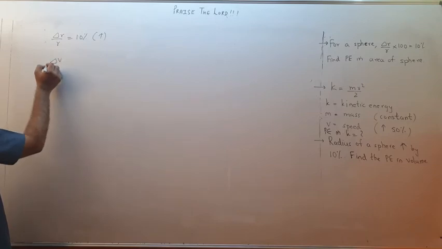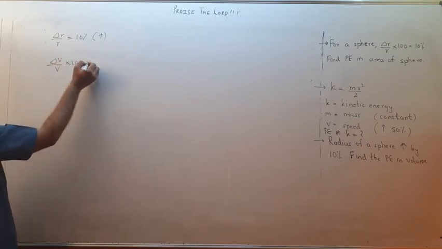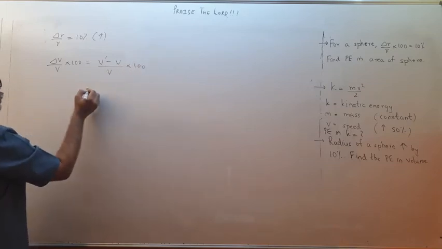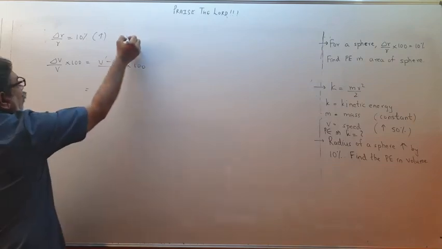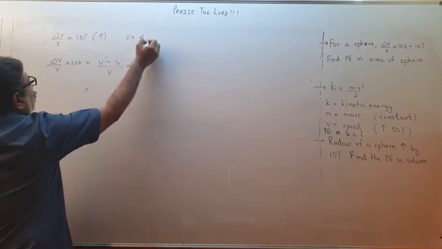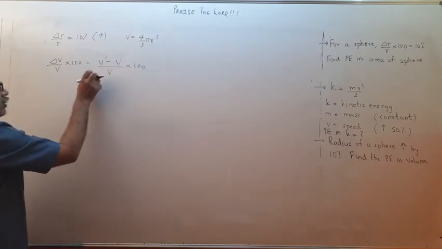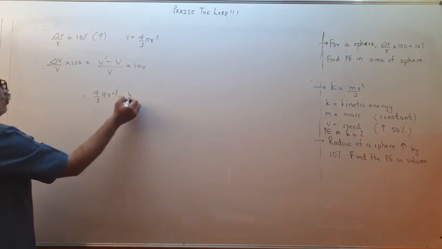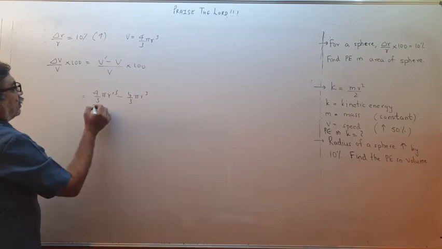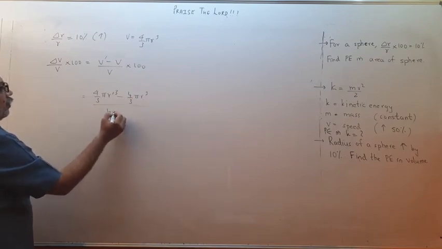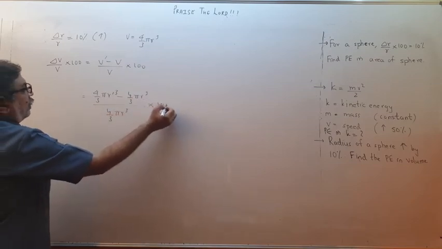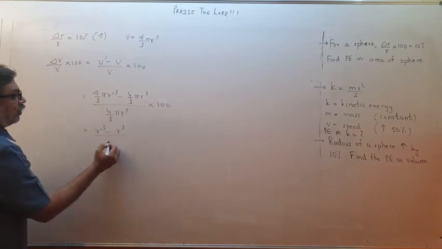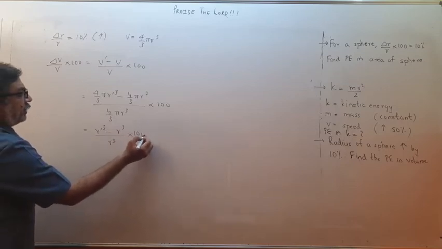So we want delta V upon V into 100. That will be V dash minus V upon V into 100. See, what is the formula for volume? Volume is 4 upon 3 pi r cube. So V dash will be 4 upon 3 pi r dash cube, minus 4 upon 3 pi r cube, upon 4 upon 3 pi r cube into 100. 4 upon 3 pi gets cancelled out, r dash cube minus r cube upon r cube into 100.